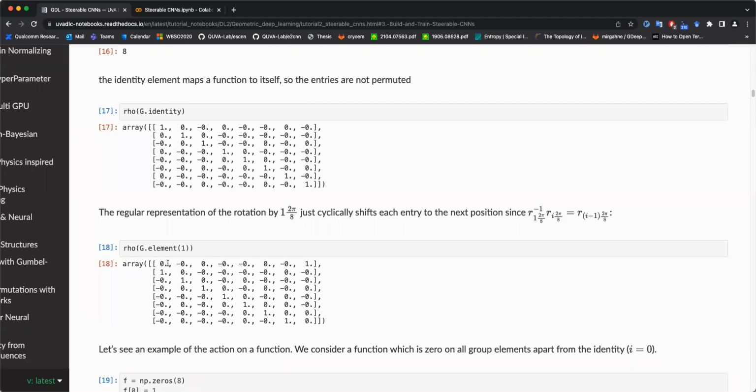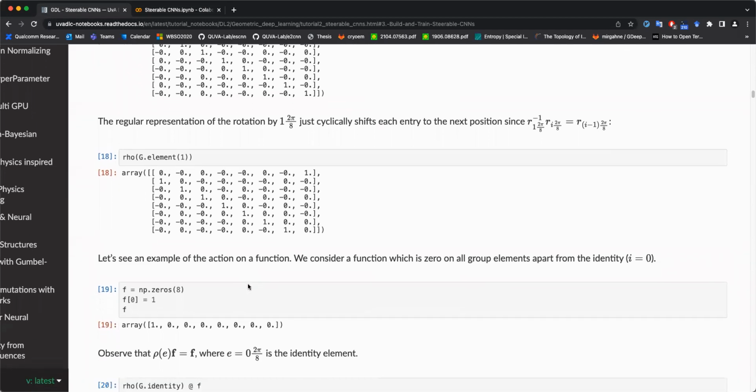So the first entry, after you multiply by this matrix, is moved to the second one. The second entry is moved to the third one, and so on and so forth, until the last one, which is moved back to the first entry. So the representation of the element 1 is just a matrix that permutes all the entries by moving them one step to the next position and cyclically back to the origin.